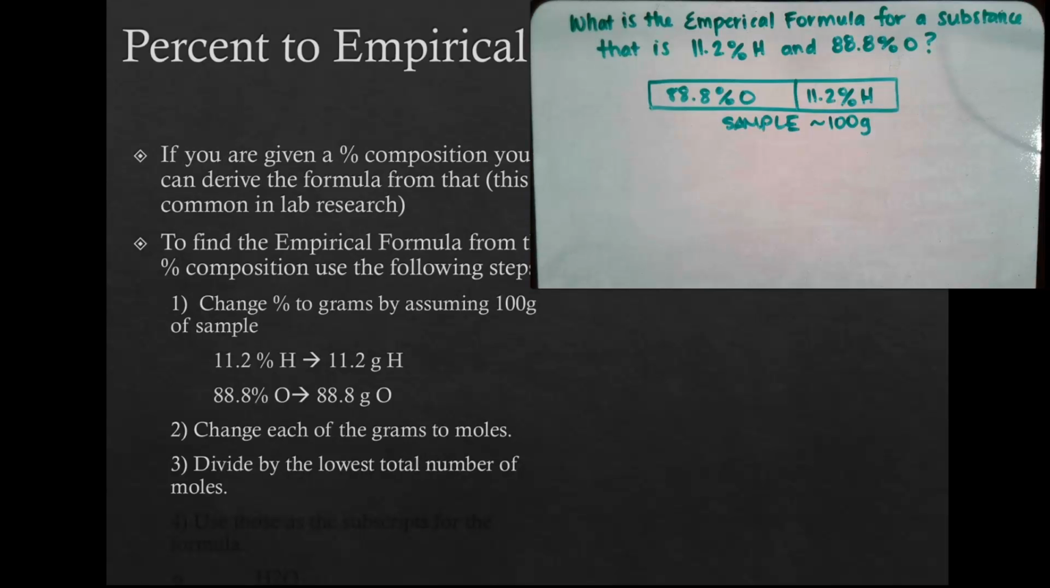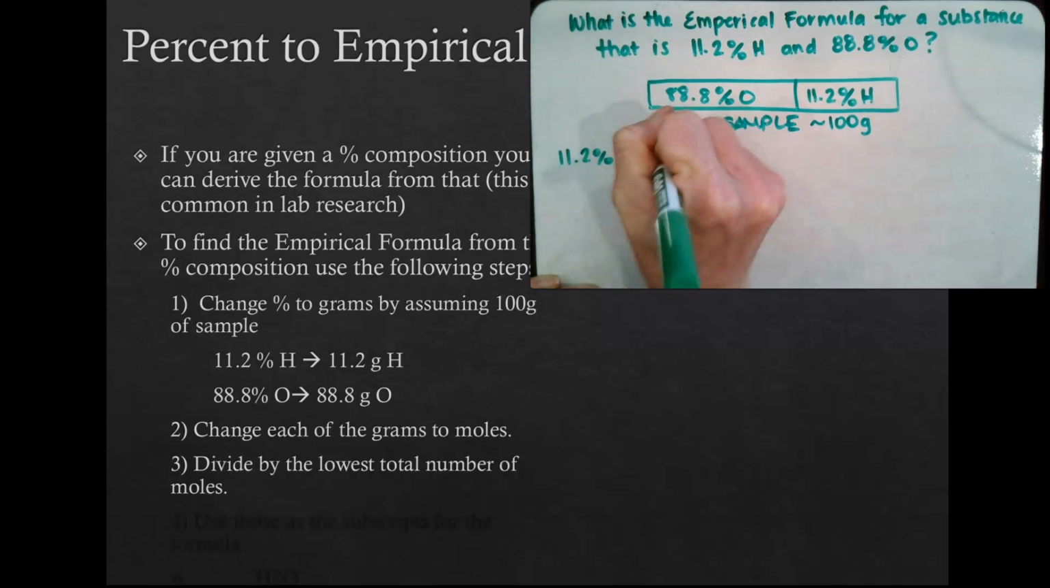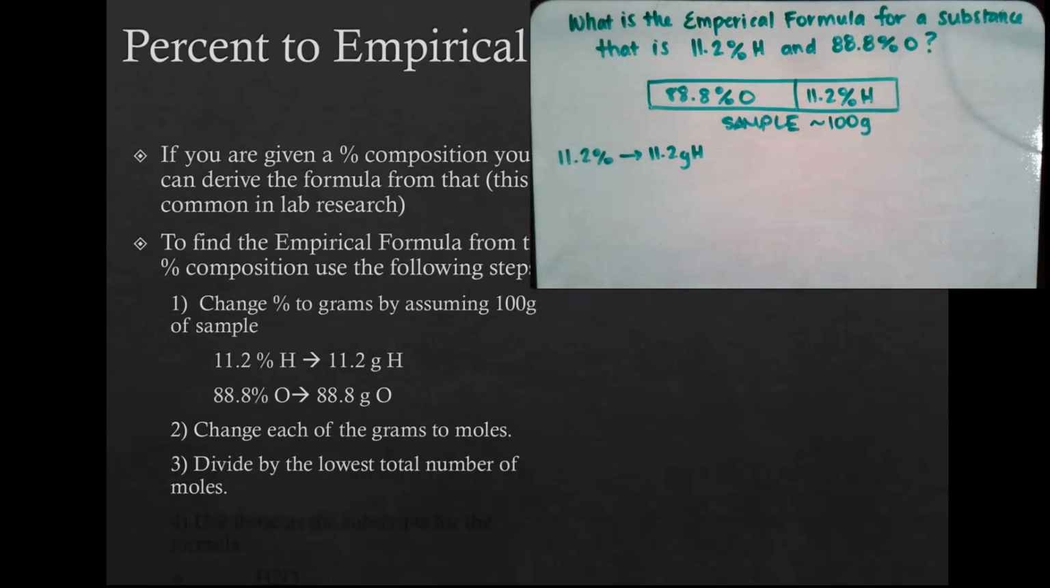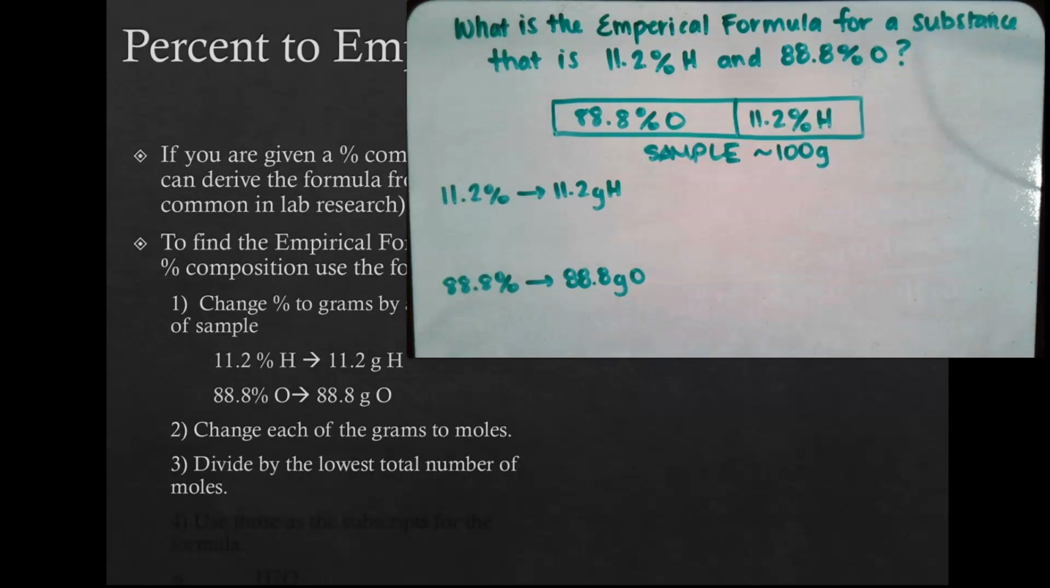11.2% of 100 is 11.2. So 11.2% hydrogen becomes 11.2 grams of hydrogen, and 88.8% oxygen becomes 88.8 grams of oxygen. In the next step, we're going to change these grams to moles. The reason we're doing that is because moles are comparable in an apples to apples sort of way, whereas grams are not as useful for comparing one to the other. So we're going to convert both to moles.